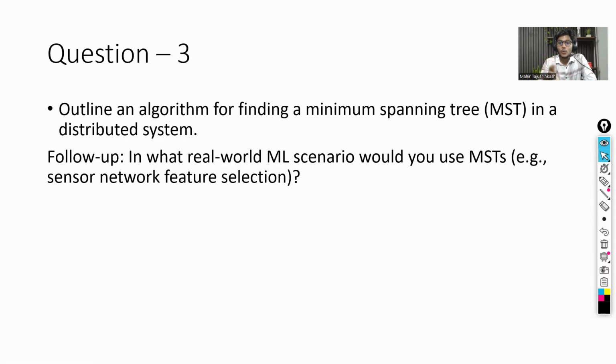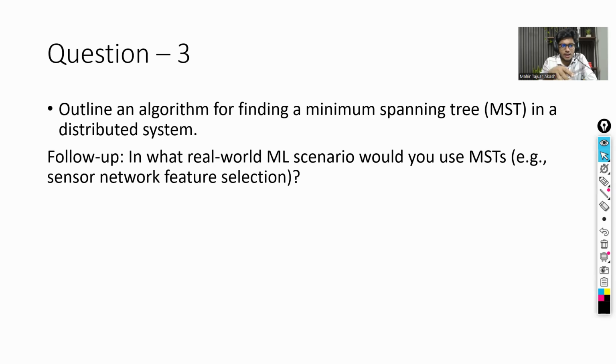Now let's understand question 3 first, then we'll jump right into the solution. It is: outline an algorithm for finding a minimum spanning tree in a distributed system. And the follow-up question is related to an ML scenario, which is, would you use MST in that? Maybe for example a sensor network or a feature selection type of problem.